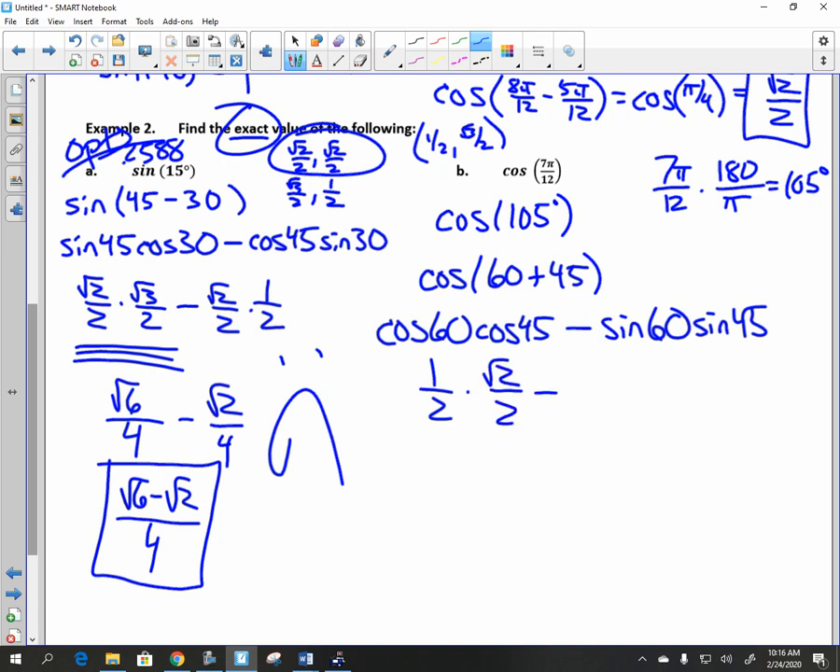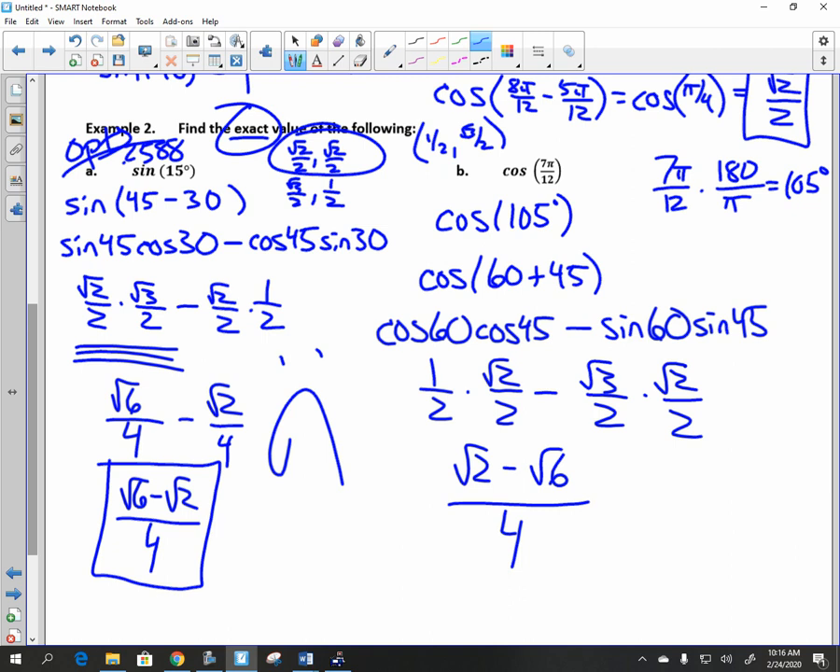Minus sine of 60 is root of 3 over 2 times root of 2 over 2. Wow, you guys are intelligent. Root of 2 minus the root of 6 all over 4. Can somebody tell me, is that going to be positive or negative? It's negative. How do you know it's negative? Yeah, the root of 6 is greater than the root of 2, right?